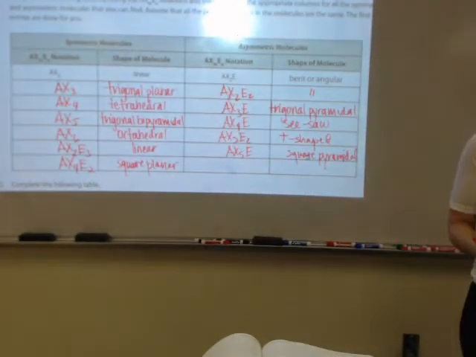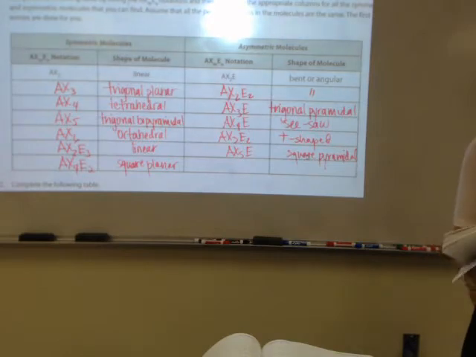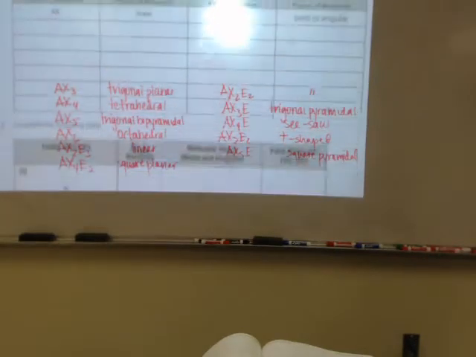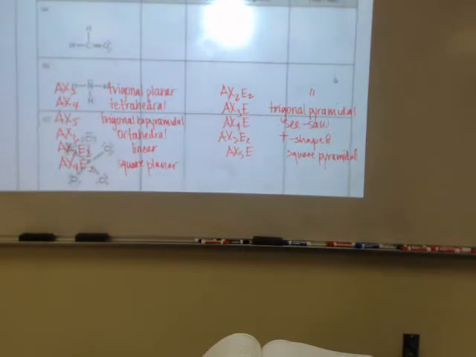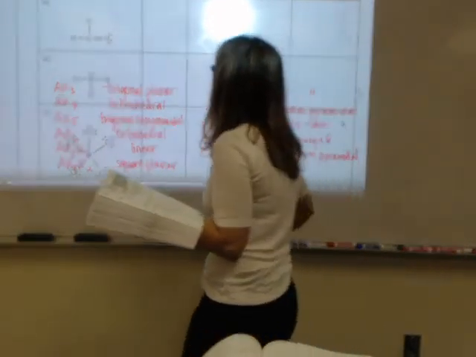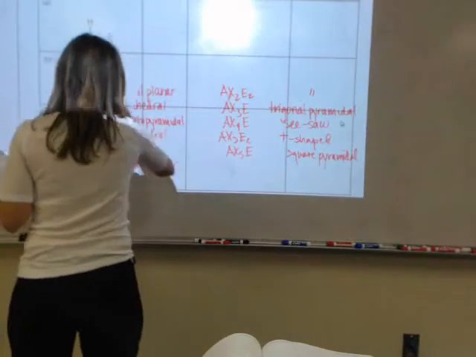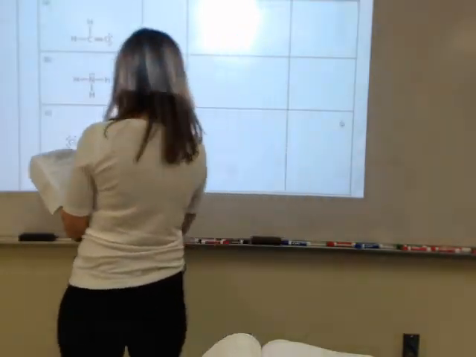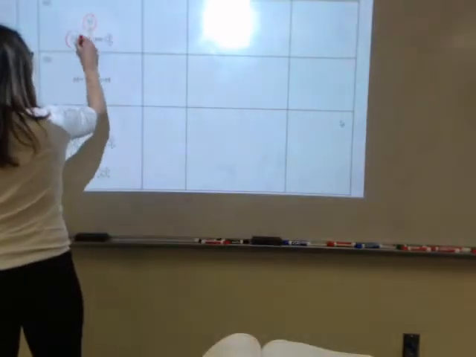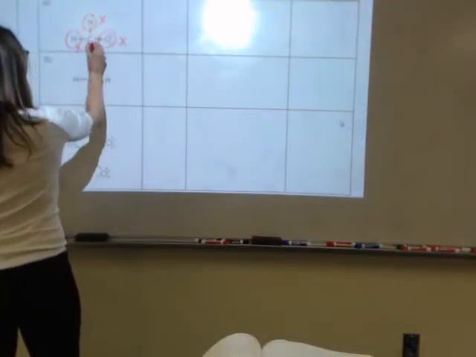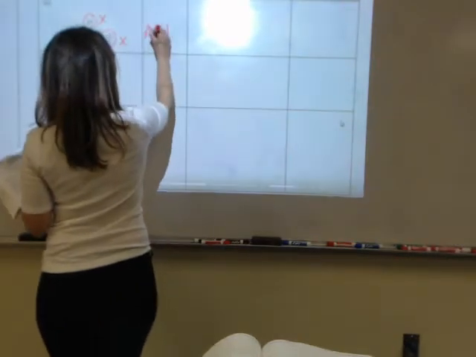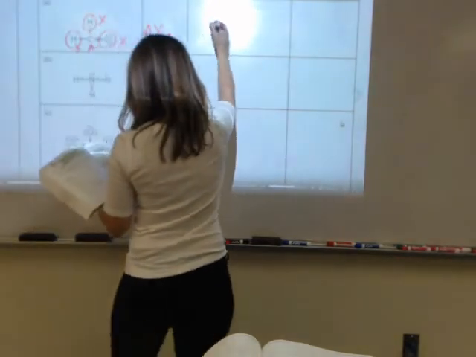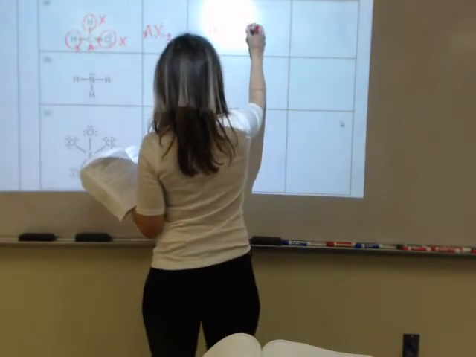Okay. Now, in number 2, they've asked us to complete the table. They gave us the Lewis structures, and they want the notations and the shapes and whether it's a polar molecule or not. So if you take a look at A, this is AX3. That means this is trigonal planar.